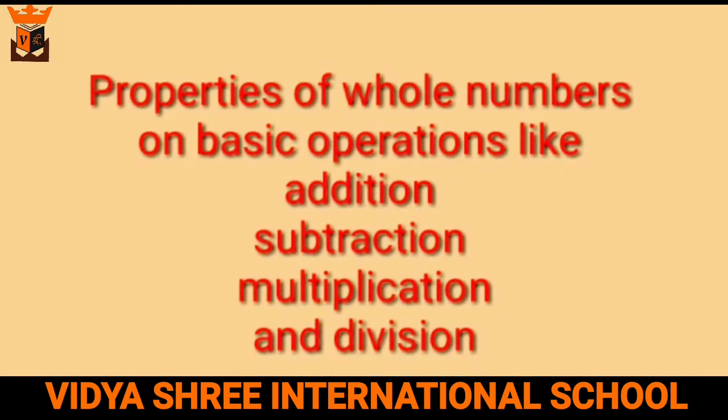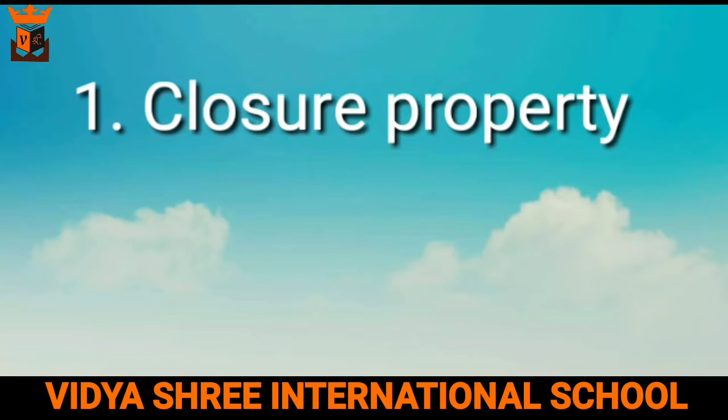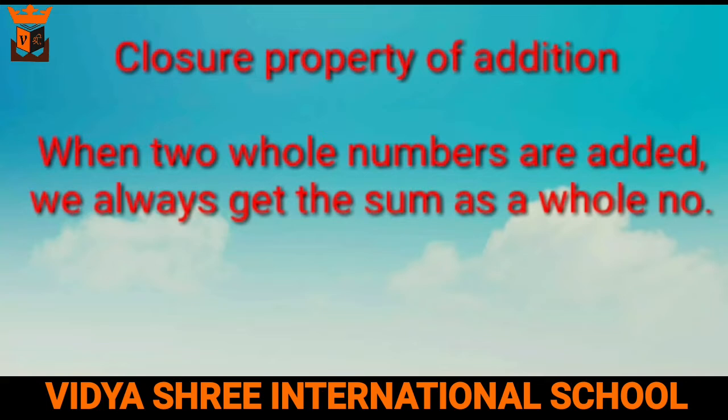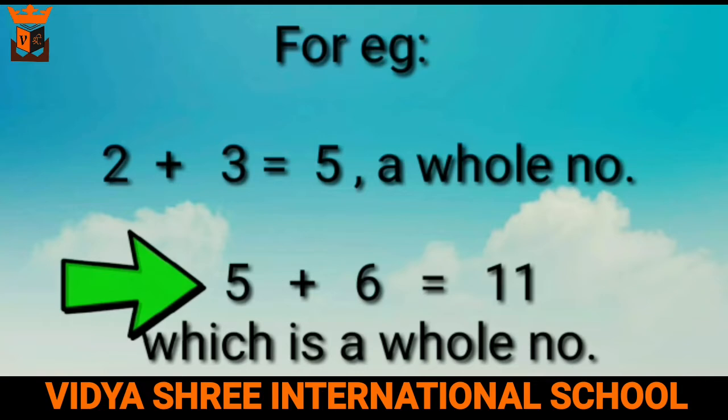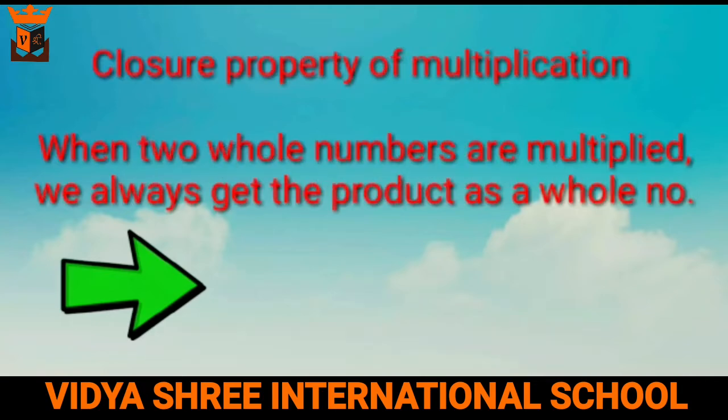Let us learn all the properties of the whole number on the basic operations like addition, subtraction, multiplication and division. First property is the closure property. Under closure property we have closure property of addition. When two whole numbers are added, we always get the sum as a whole number. For example, 2 plus 3 equals 5, which is a whole number. 5 plus 6 is equal to 11, which is a whole number.